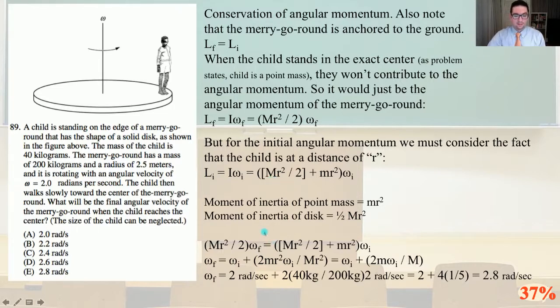So let's follow this through. Big M r squared over 2 times omega f equals big M r squared over 2 plus little m r squared, that whole quantity times omega i. So again, we were given some of our numbers in the problem. We can plug them in now. So omega f equals 2.8 radians per second, and that is answer E.